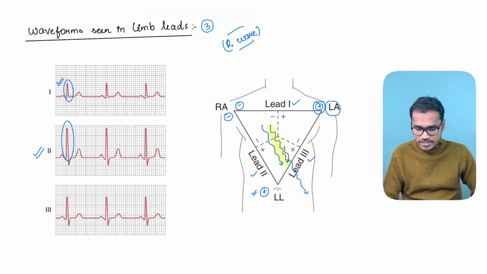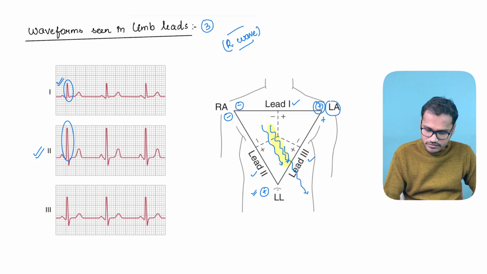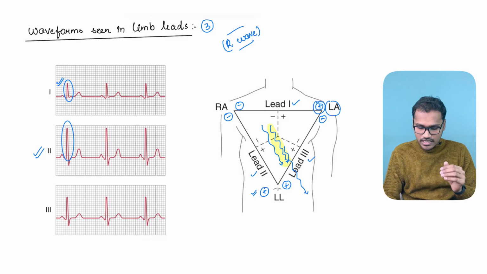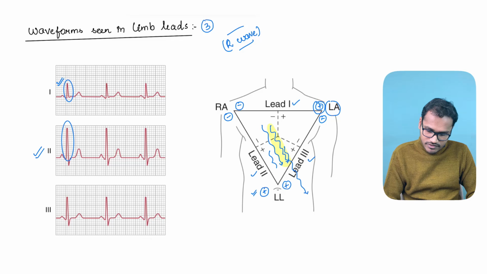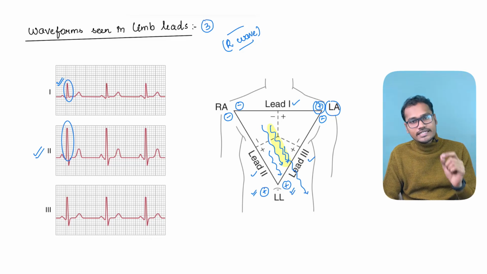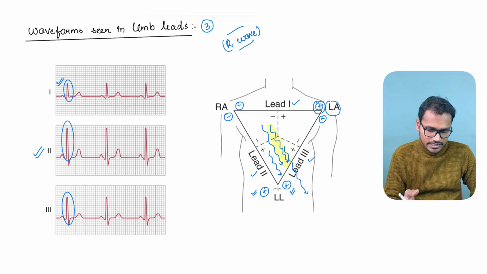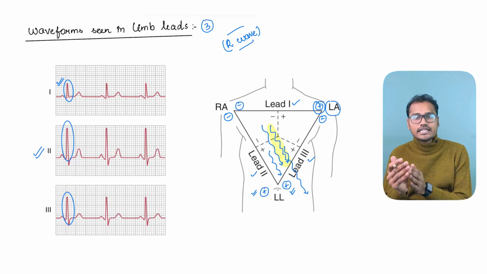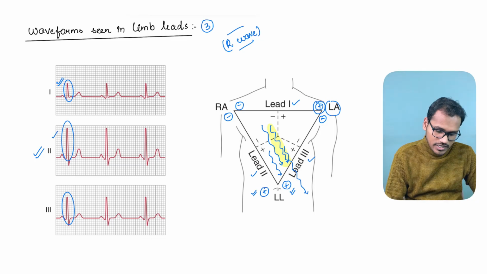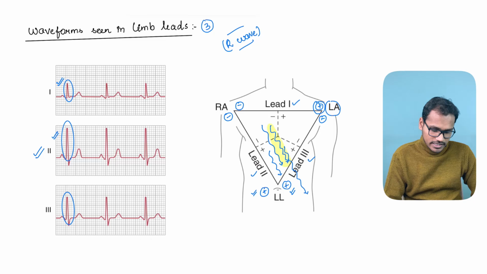Now coming to the last limb lead, lead 3. Here the positive electrode is on the left leg again, and the left arm is negative. The major R wave is going towards the positive direction again because it is the left leg. So in lead 3 also we get a positive R wave, and it is slightly less tall than in lead 2 because it is not the exact direction of the major ventricular depolarization, but almost similar to that. That's why lead 2 will have the tallest R wave, followed by lead 3 and then lead 1.